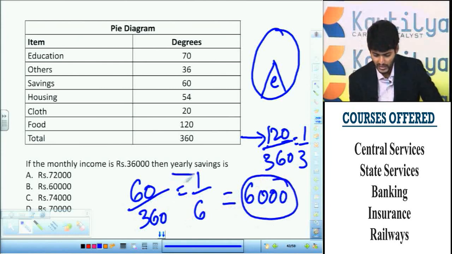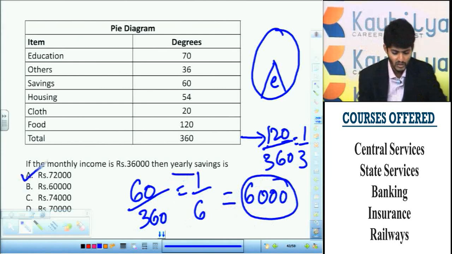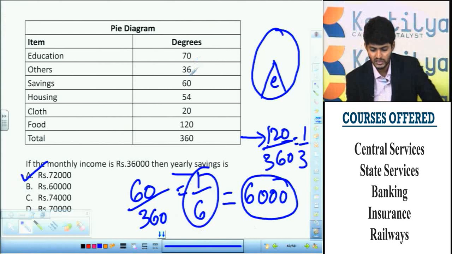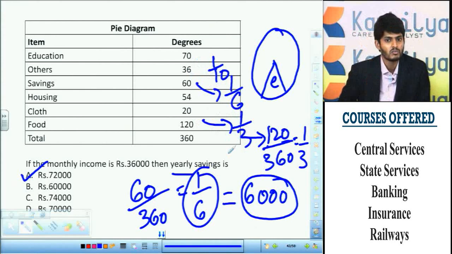Since he is asking for yearly savings, per month you are saving 6,000. So yearly you will save 72,000. So you should be in a position to quickly calculate the fraction corresponding to the given degree. Here it would be 36 by 360. This you got as 1/10. This you got as 1/6 and so on. This you got as 1/3 and so on. So for every corresponding degree, you should know what the corresponding fraction is.